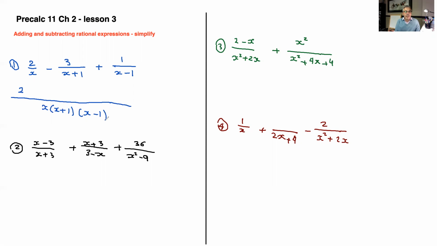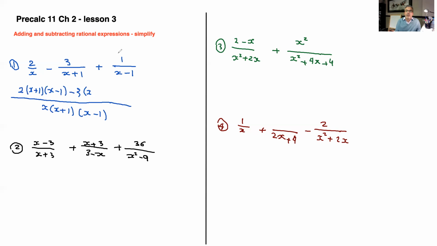If I compare this denominator to this denominator, it's missing the x plus 1 and the x minus 1. This means that's what I have to multiply the 2 by. So x plus 1 and x minus 1, minus, if I compare this denominator to this denominator, it has the x plus 1, but it doesn't have the x and the x minus 1. That means that's what I have to multiply the top by. So 3x.